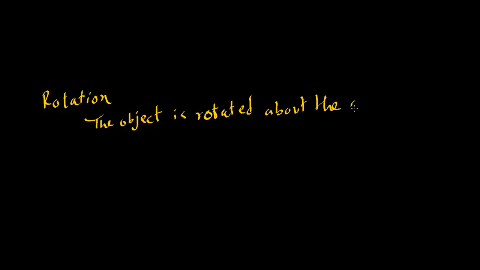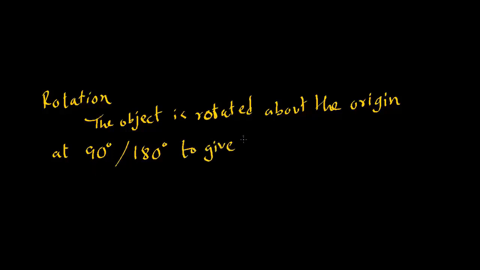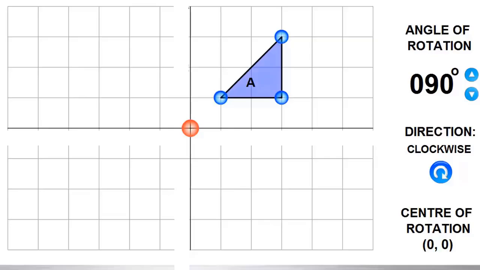So the structure is, the object is rotated about the origin at, we mention the degree, 90 degree or 180 degree. But if it is 90 degree, we have to mention whether it is clockwise or anti-clockwise to give the image. So that's what we have to do.